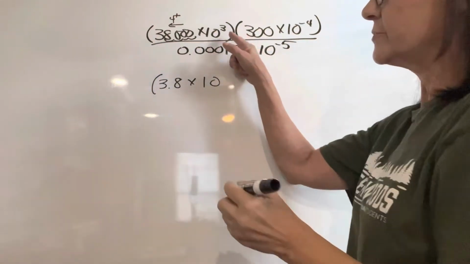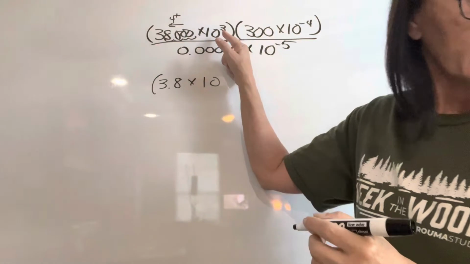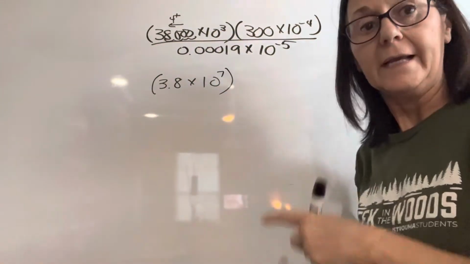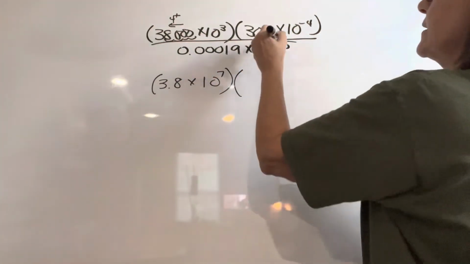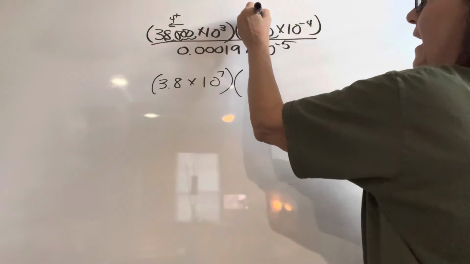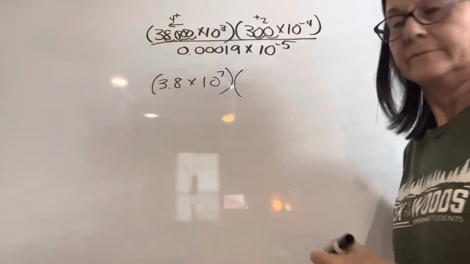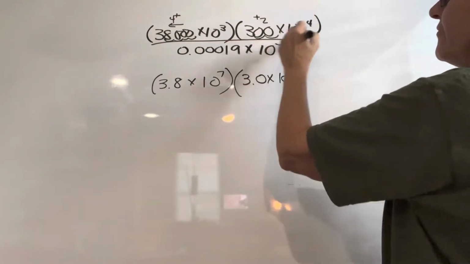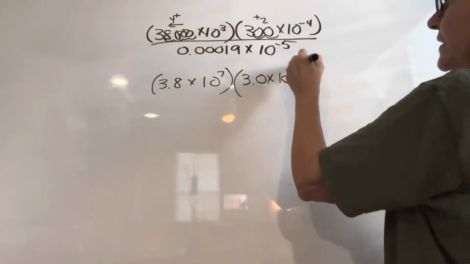Right now it's cubed, so I'm adding the 4 to it. I'm just double checking that I wrote that right. So it's 10 to the 7th, because 3 plus 4 is 7. All right, this is 300. I move the decimal 1, 2 to the left, so that's positive. So it's 3.0 times 10. Now I add negative 4 and positive 2, and that's negative 2.